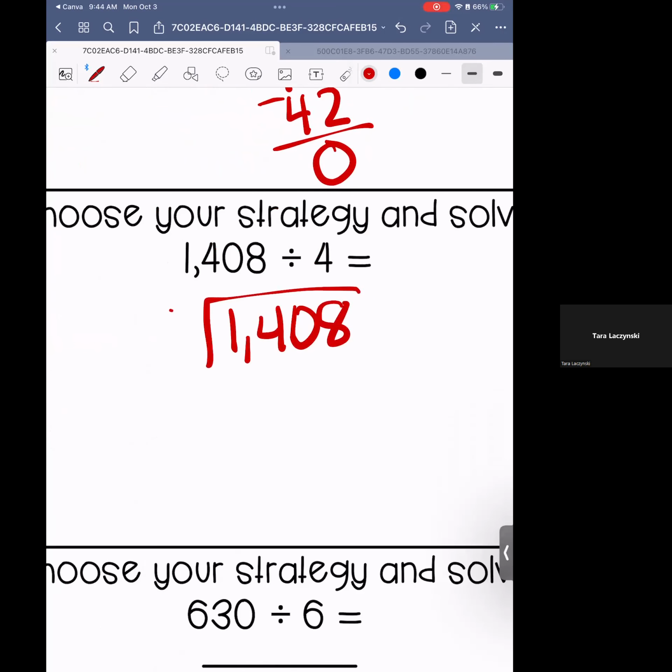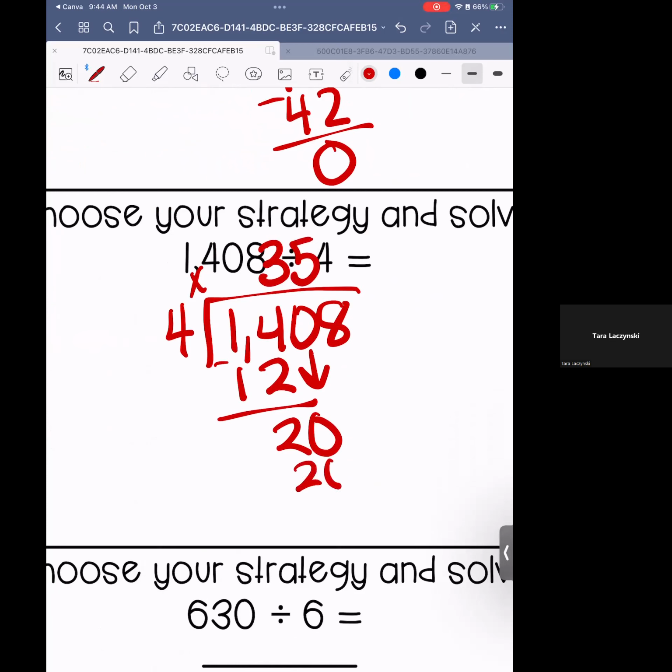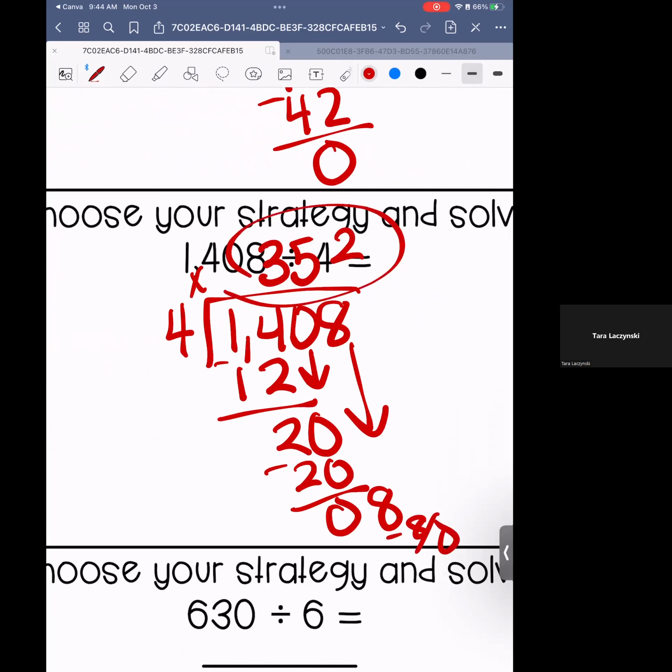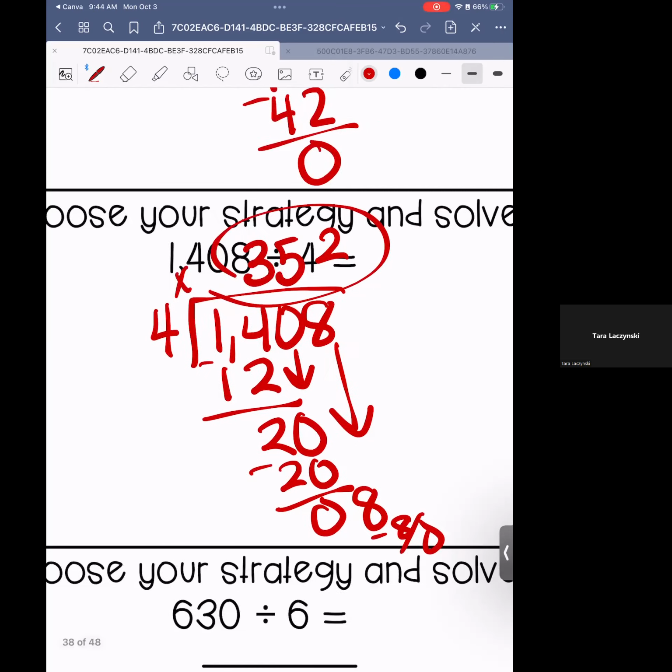1,408. We're dividing this by 4. 4 does not go into 1, but it goes into 14 3 times. 3 times 4 is 12. Subtract for 2. Bring down your 0. 4 goes into 20 evenly 5 times. That gives us 0. Bring down our 8. 4 goes into 8 2 times. Nothing left. Final answer, 352.